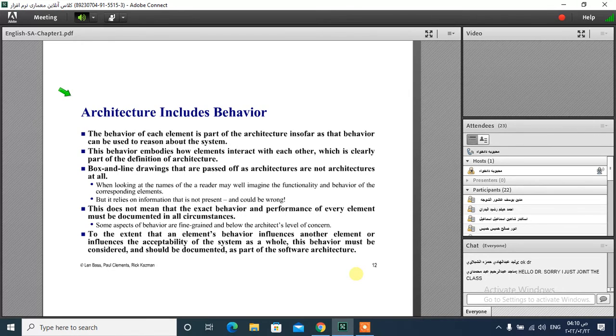The other important point about architecture is that it includes behavior. The behavior of elements can impact the architecture of the system. So the behavior of each element is part of the architecture, and also the behavior of those elements can be useful to reason about the system.